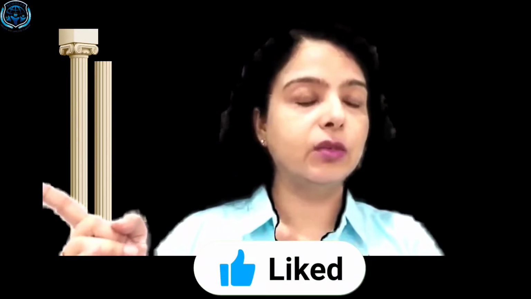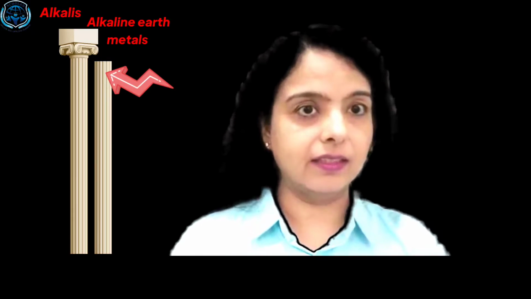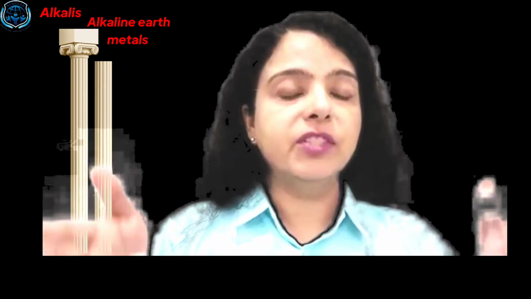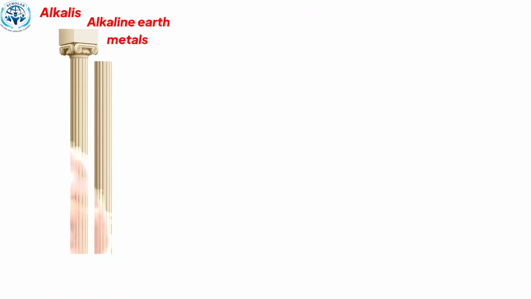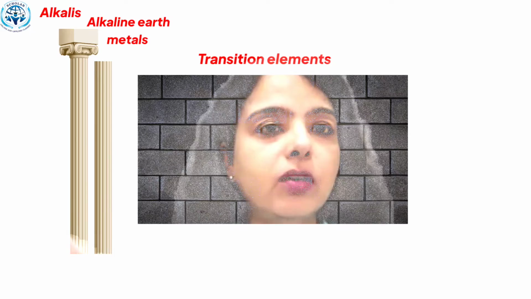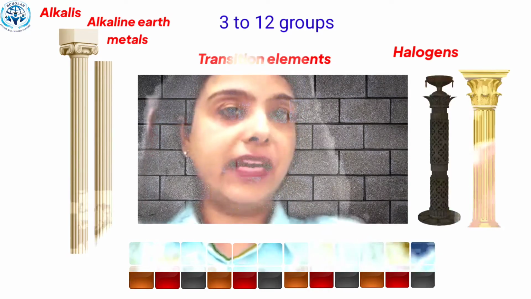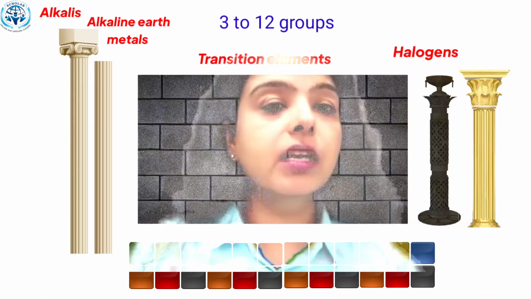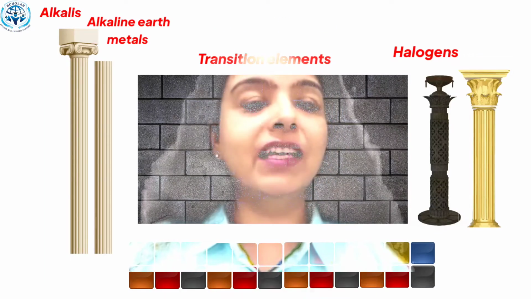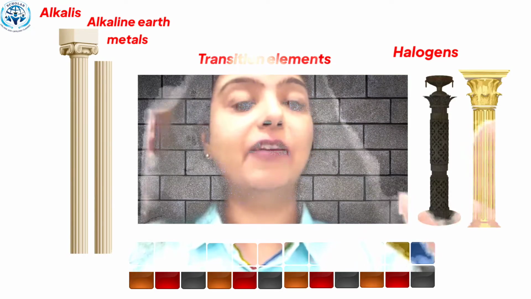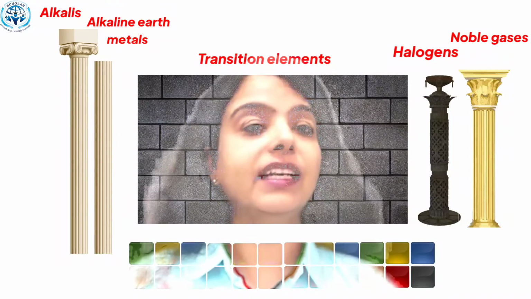The first 2 consecutive groups are called alkalis and alkaline earth metals. The properties of these groups are different from each other. Then come the transition elements, which are grouped in the middle of the periodic table from group 3 to 12. On the extreme right, there are halogens or highly electronegative elements that need only 1 electron to complete the octet. After that, noble gases are grouped in group 18.